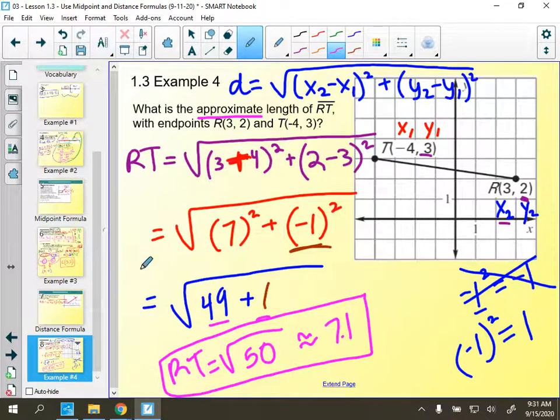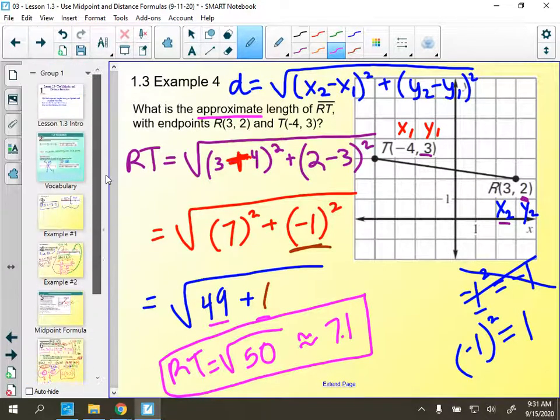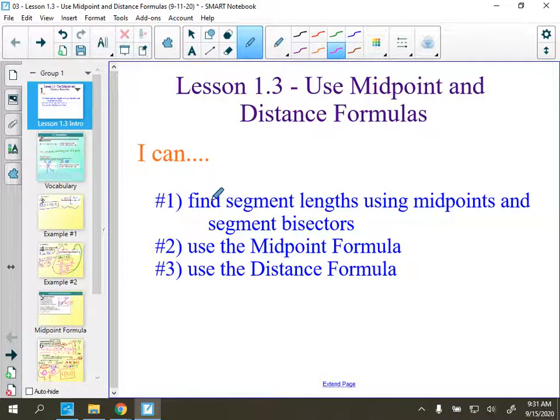All right. So I think we can check off all our big ideas, our goals for the lesson. We were able to, that's all the algebra stuff, find the segment lengths using midpoint concepts and segment bisector concepts. And then we've looked at a couple different ways using that midpoint formula, and then really one application of a distance formula. So there's your 1.3 notes.